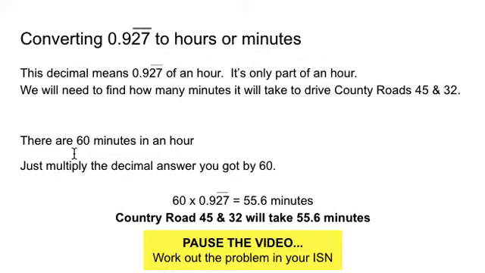Okay, to convert 0.927 repeating to hours or minutes, we're going to do the exact same thing that we did prior to this. This decimal means 0.927 repeating of an hour. It's only part of an hour, so we need to find out how many minutes it will take to drive down County Roads 45 and 32 so we can compare it to the other answer that we got previously. Remember, there are 60 minutes in an hour, so we just have to multiply the decimal answer that we got by 60. 60 times 0.927 repeating equals 55.6 minutes. So County Roads 45 and 32 will take 55.6 minutes to travel.